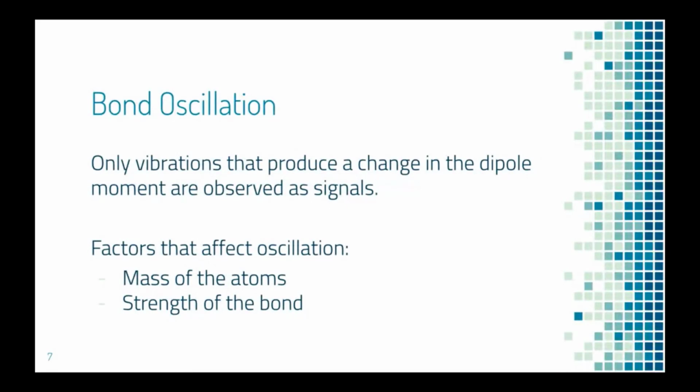Going more into bond oscillation, these are vibrations that produce a change in dipole moment, which are observed as signals. Something to note: I cannot see anyone's chats, so if someone is asking a question, I believe someone in the chat will answer that. Just to let you know. Then the factors that affect oscillation are two main things: the mass of the atoms as well as the strength of the bond.